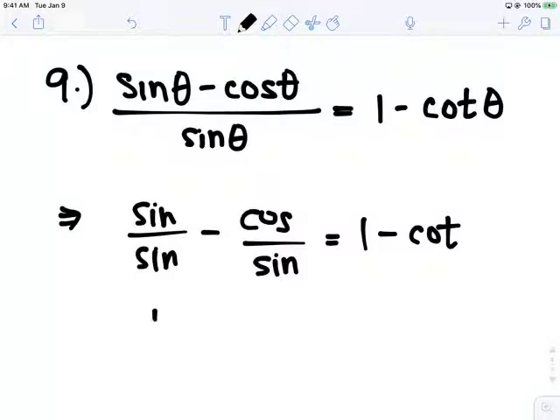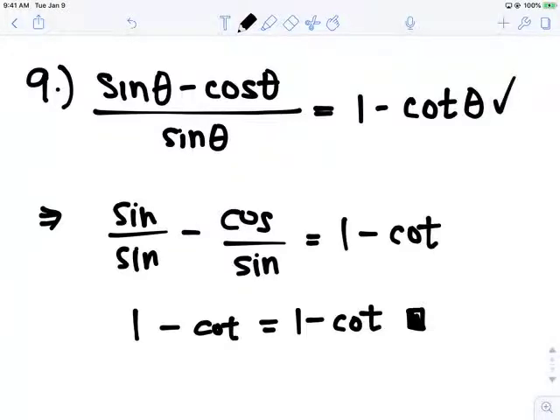Sine over sine is 1. Cosine over sine is cotangent. 1 minus cotangent is still on the right-hand side. And you say to yourself, this was a fine step, this was a fine step, this was a fine step, and you can justify them each time. I ended up at a true statement, therefore if I backtrack, this original statement has to be true.